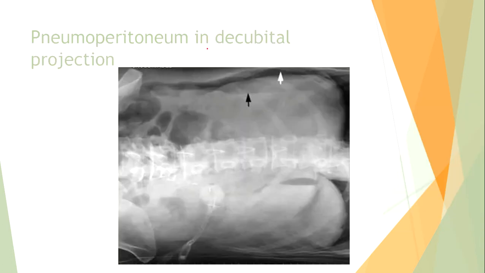Pneumoperitoneum and decubitus projection. So here we see the stomach. It's gas in the abdomen. It's gas in the different parts of the bowel. And here we see the free gas.